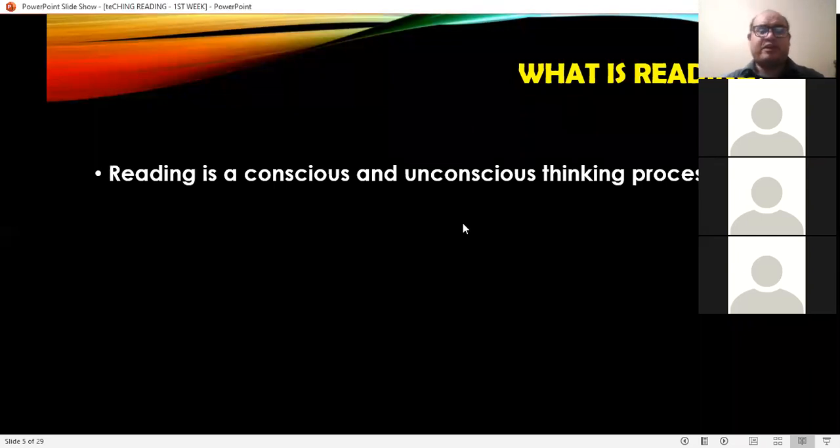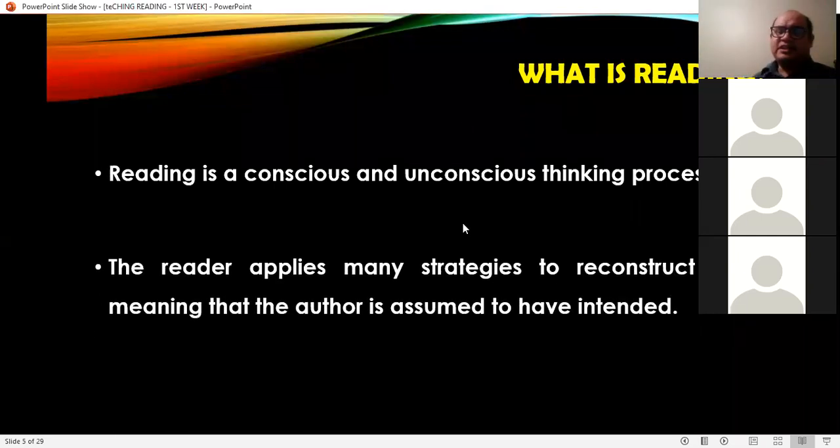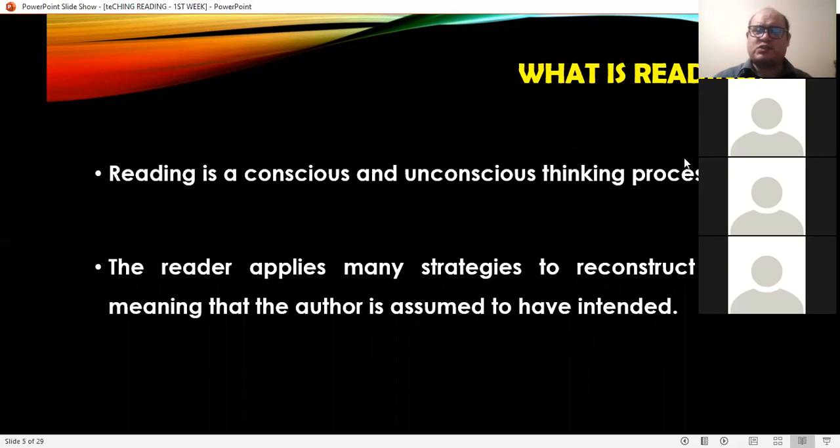So here we have the second aspect of reading: the reader applies many strategies, notice here, many strategies to reconstruct the meaning that the author is assumed to have intended. So as a reader, as the person who is going to read, we use strategies. We are going to use strategies to reconstruct.